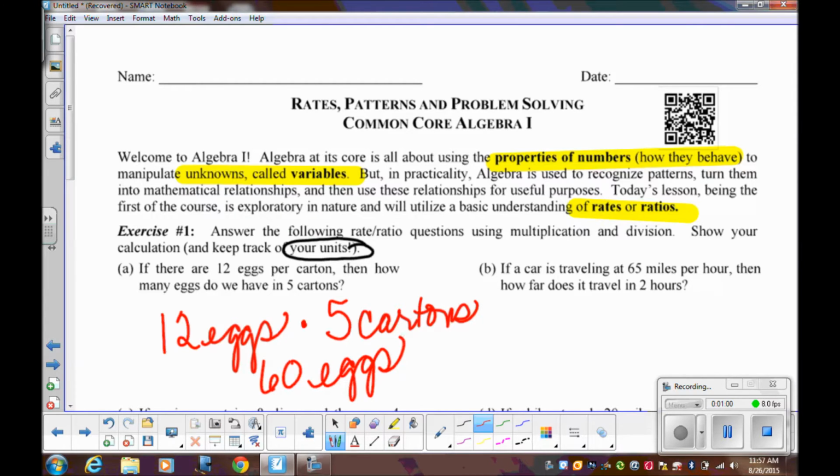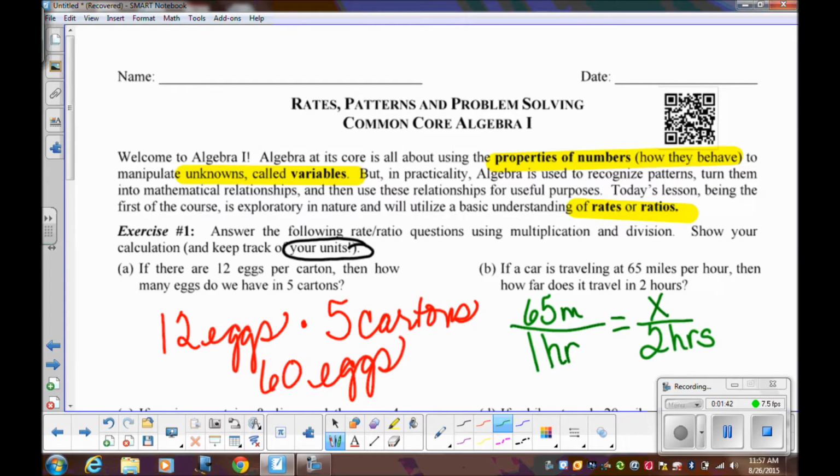Okay, using multiplication there. Part B says if a car is traveling at 65 miles per hour, then how far does it travel in 2 hours? So I might choose to do a little division on this one just because it's something a little bit different. So 65 miles every hour. I got miles on top, hours on the bottom. So they want to know how far does he travel. So we're looking for the miles. I'm going to call that X divided by 2 hours.